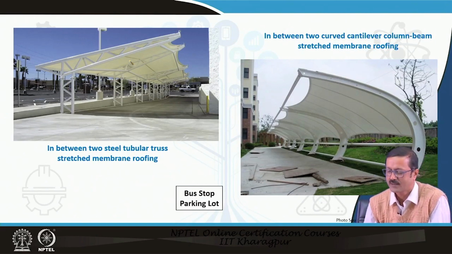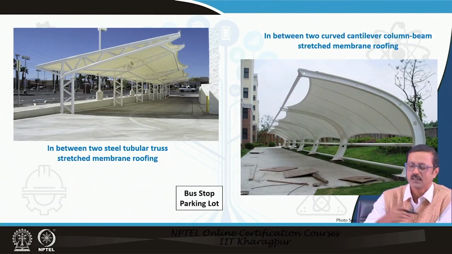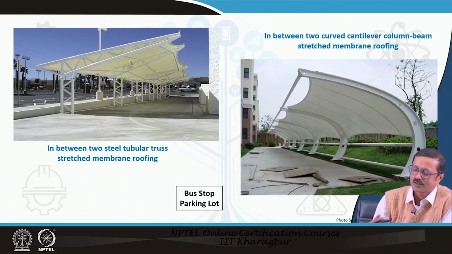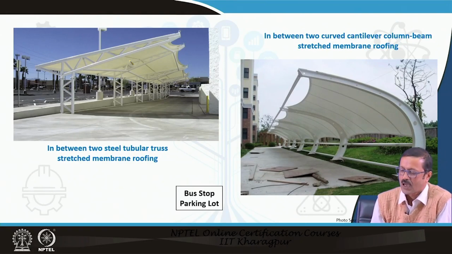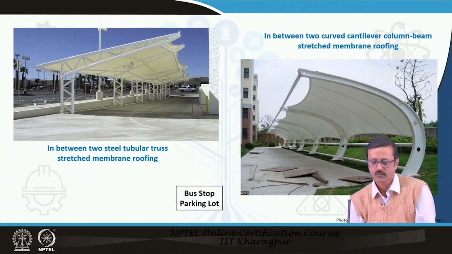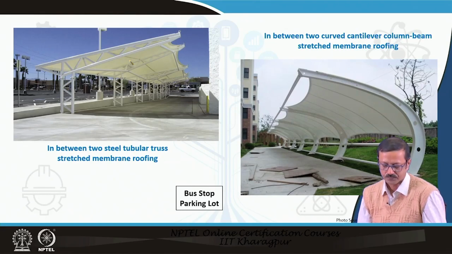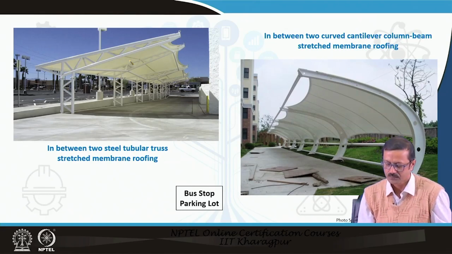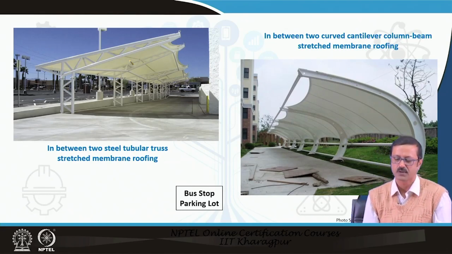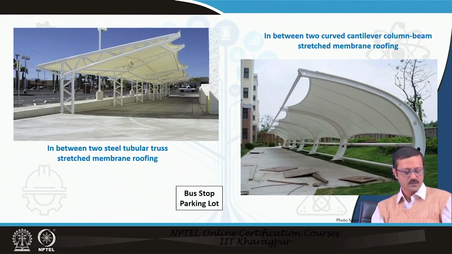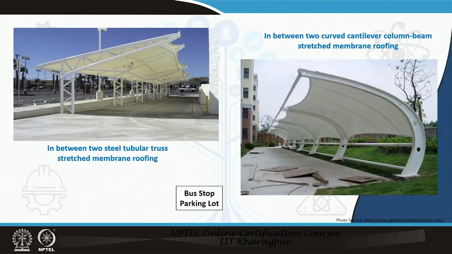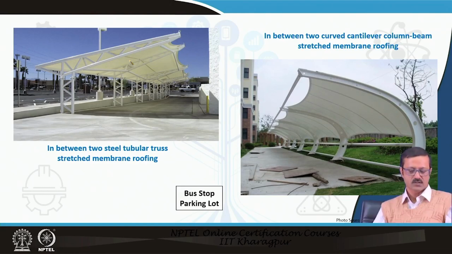It flies from the ground and then goes in a parabolic or non-linear way. It converts from column to beam, and those are spaced or placed at some distances, and the stretched member of the membrane is covering that. So these two are typical examples you can use for any kind of parking lot or any kind of bus stop also.